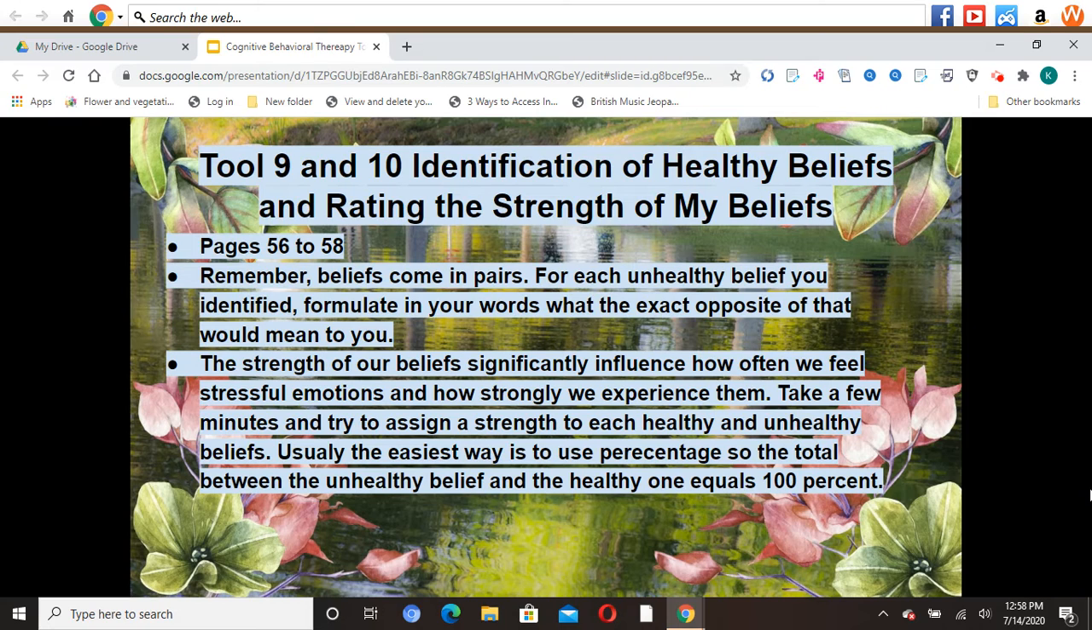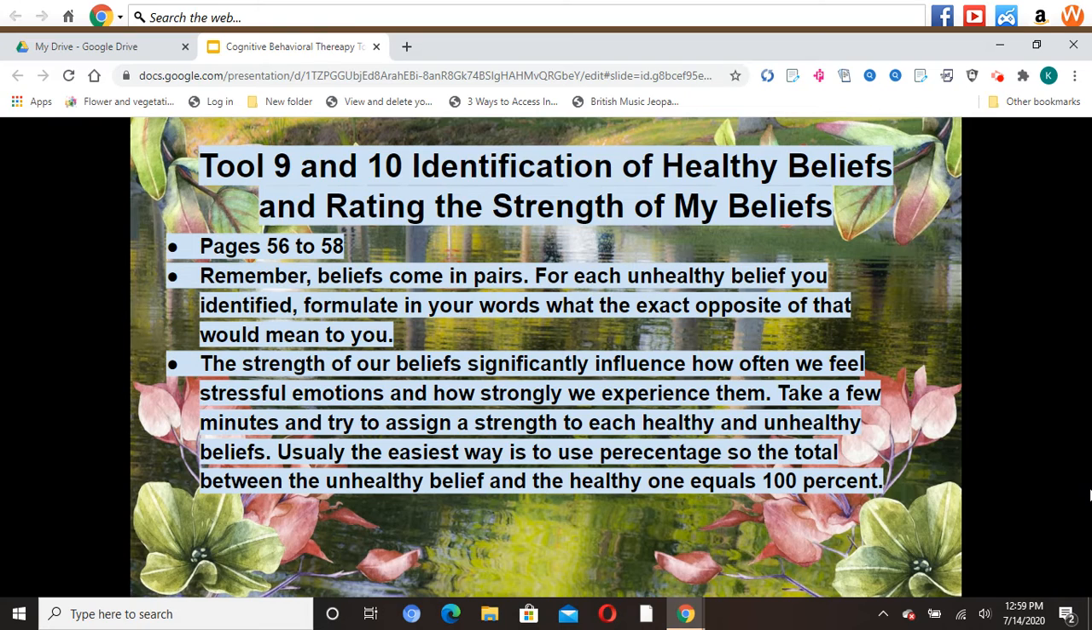So if you need to go back and have a little refresher, maybe look back from last week's lecture. This is going to be on pages 56 to 58. So we're doing two tools today. And if you don't have the workbook, I do have the worksheets on my Google Classroom, so if you're in my classroom, you can access it that way. If you're watching on YouTube, just send me an email and I can email those for you.